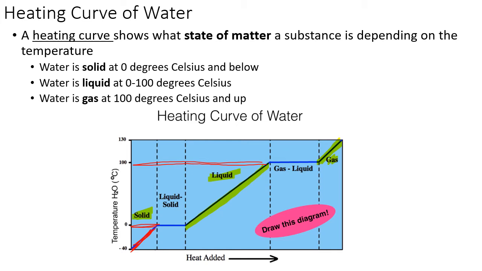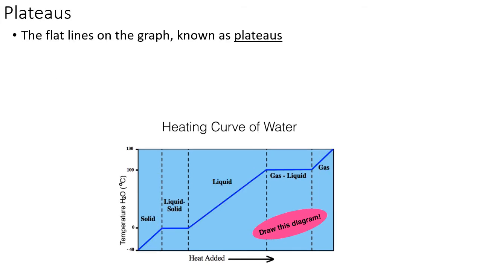So that's what 3 of the lines are. The flat lines right here and here are known as plateaus. You know, like a plateau in geography.